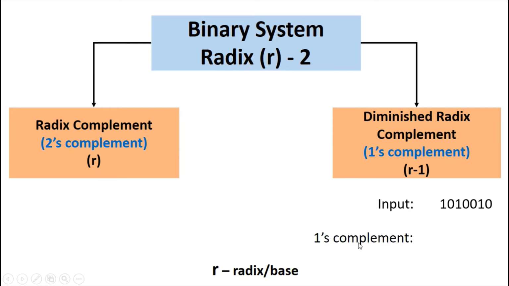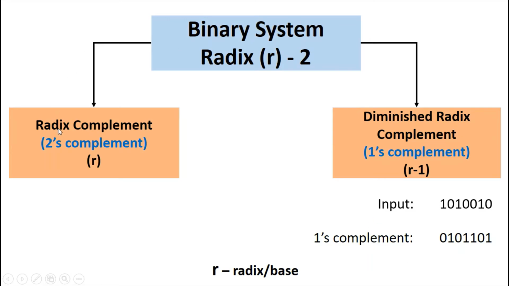In our case the 1's complement will be just the flipping of the bits present in the input. So here 1 is flipped to 0, 0 is flipped to 1, 1 is flipped to 0, 0 is flipped to 1, and so on. The input number is this one, and the 1's complement, or the diminished radix complement, is 0 1 0 1 1 0 1. So that is the diminished radix complement.